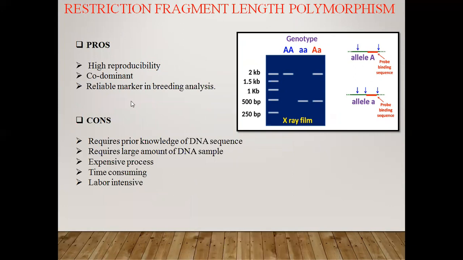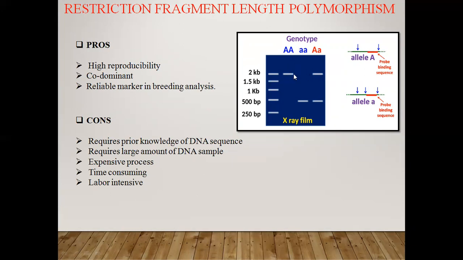So it has high reproducibility, it is a co-dominant marker, and it is a reliable marker in breeding analysis. Why it is co-dominant, I will explain. Here is a homozygous dominant allele, a homozygous recessive allele, and a heterozygous allele. Suppose a person has a probe binding sequence in this place, and another person has it in this place, but due to mutation one site is missing, so it will generate a bigger fragment.